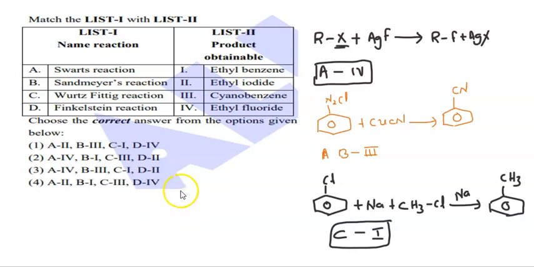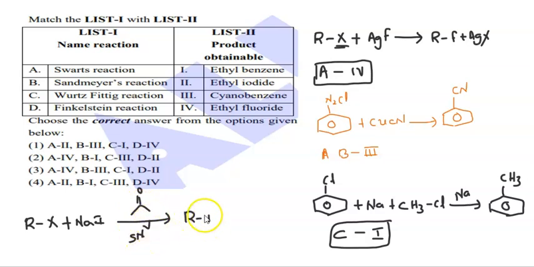Finkelstein reaction is used to prepare alkyl iodides. It is also a halogen exchange reaction like Swarts reaction. If I take an RX, that may be RCl or RBr, which is on reacting with NaI in the presence of acetone, the halogen exchange reaction takes place through SN2 mechanism. Then you can get alkyl iodides. So ethyl iodide we can prepare here. So the correct match for D is 2. So D2 and here it is B3, C1. Option 3 is the correct answer for this question.